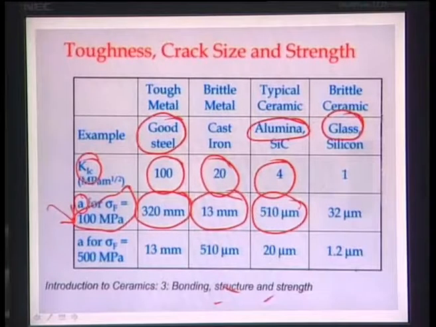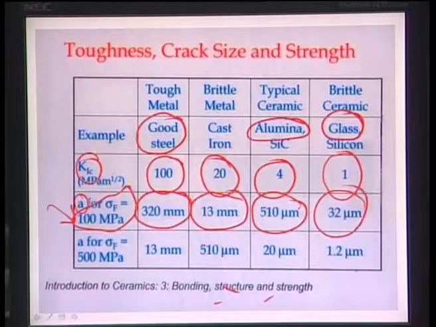Now, in so many applications bioglasses are used, and these glasses are extremely brittle. They have a fracture toughness of 1 MPa square root meter, and then you can only tolerate a crack up to 32 micrometer. So what you can see is that there is an order of magnitude difference. You go from 320 millimeter to 32 micrometer.